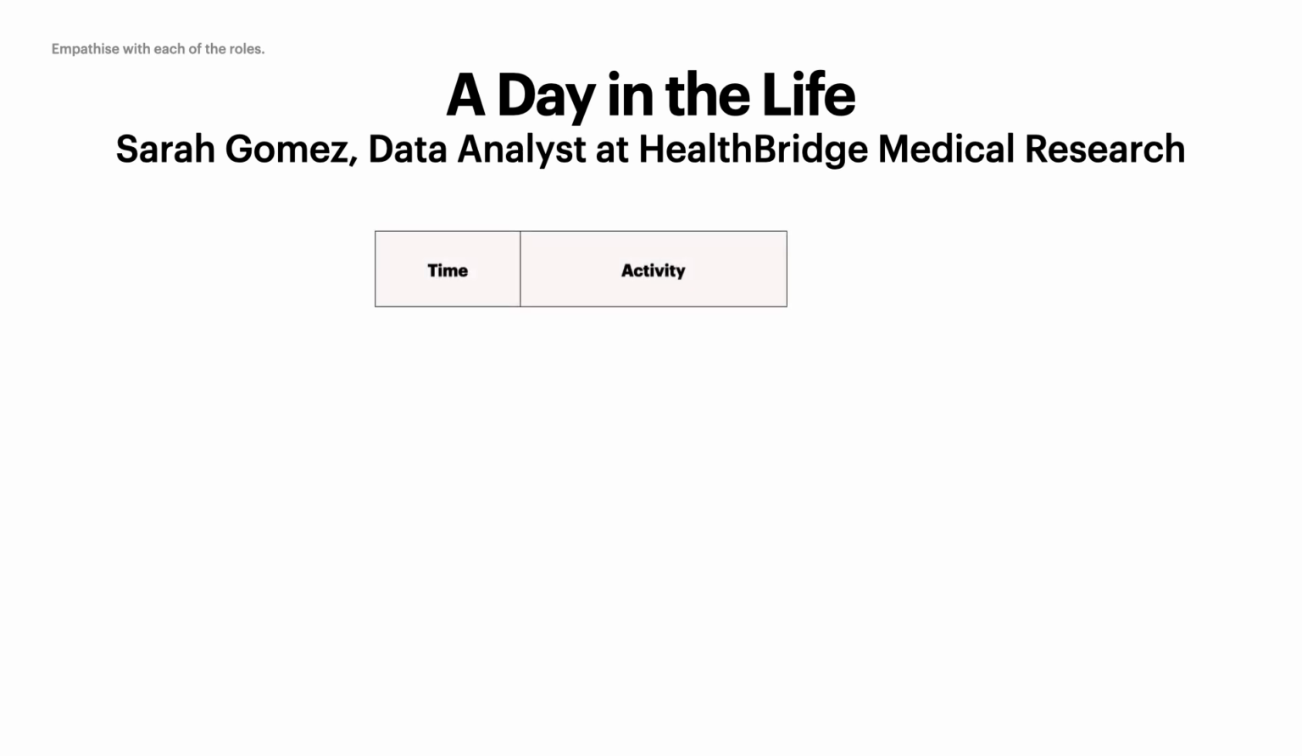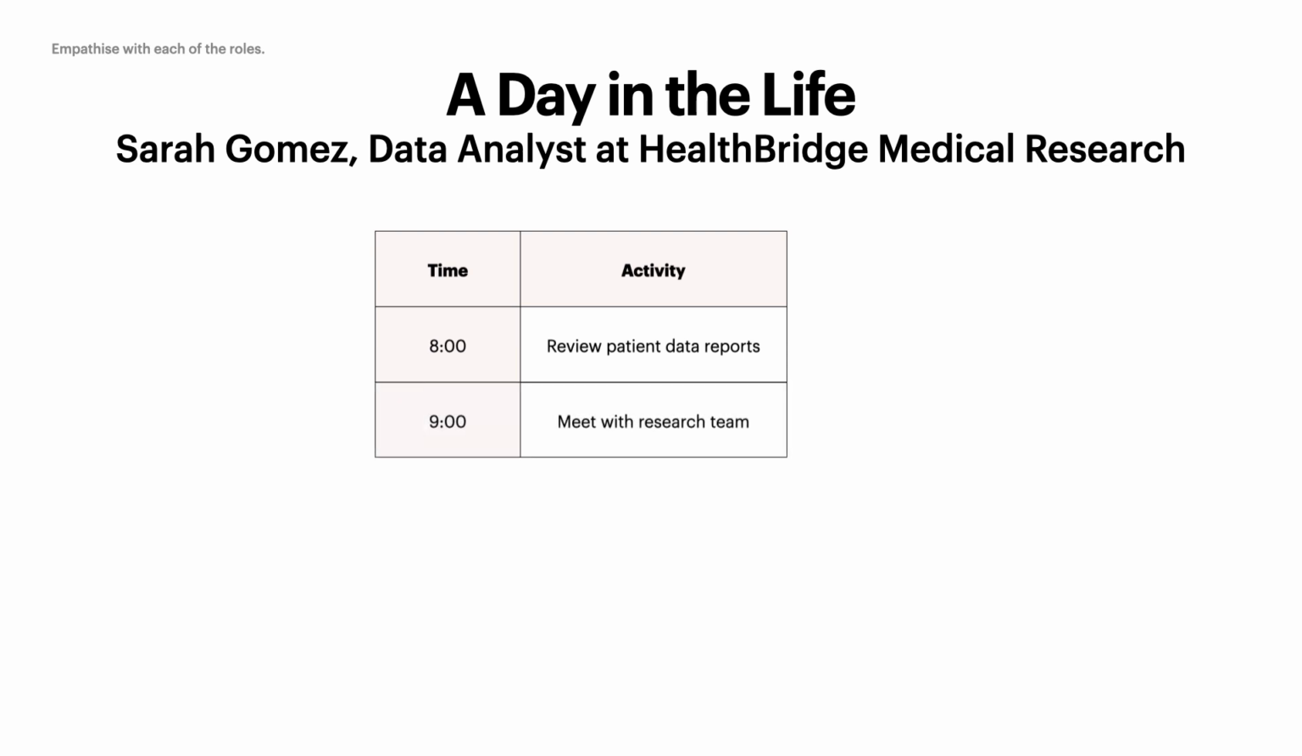So let's look at her day. Again, starting at about 8 a.m., she's going to pull in all the patient data reports. She's looking at a particular class of drug at the moment that's used for treating a particular variant of the flu. So she's pulling the latest data reports together and checking for any anomalies. She discovers that there are a couple of interesting anomalies with a couple of patients. So she needs to go ahead and meet with the research team who say, yeah, this is probably worth looking into in a little bit more detail.